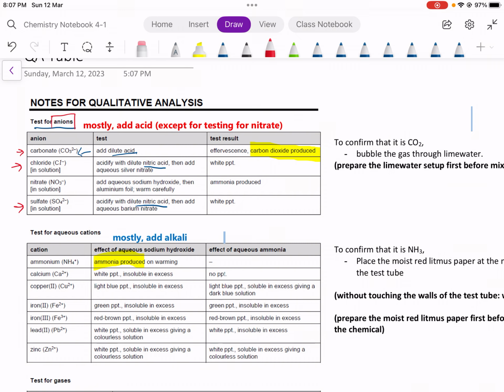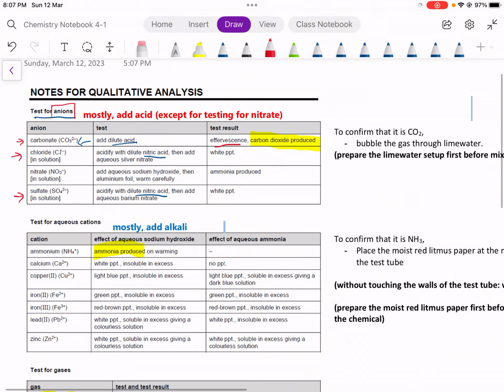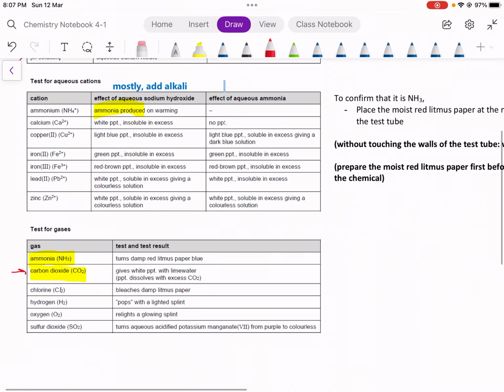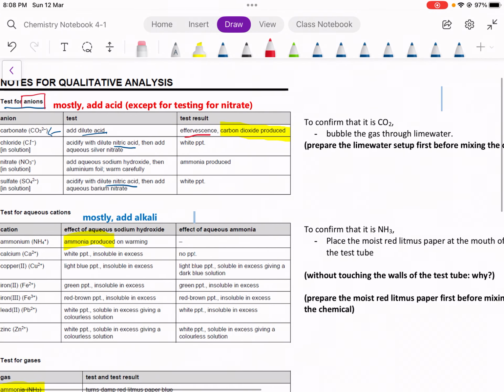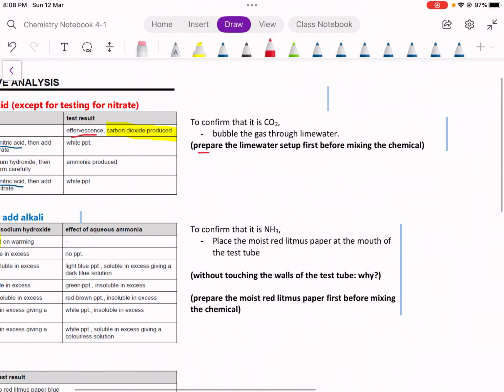When we are testing for carbonate, we need to look out for effervescence. And when there's effervescence, in order to confirm that this is carbon dioxide gas, we need to bubble the gas through lime water. If you look at the table below, if the gas is carbon dioxide, it will give a white precipitate with lime water. How do we make that happen? You need to bubble the gas through lime water, and this also means that you need to prepare the lime water setup first before you mix the chemicals. Otherwise, when the carbon dioxide gas is produced, it will be too late to do the test because all the gas will have escaped. So you need to prepare first.